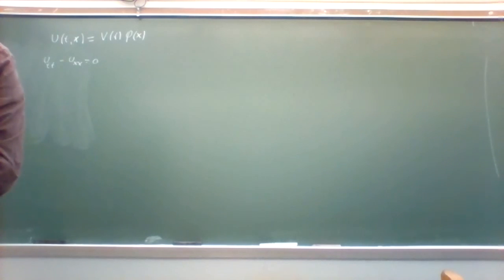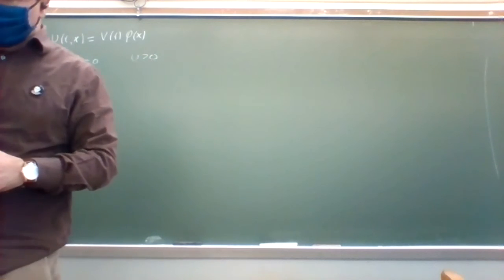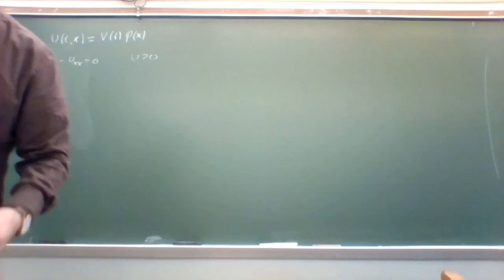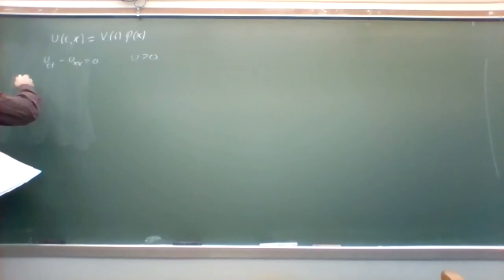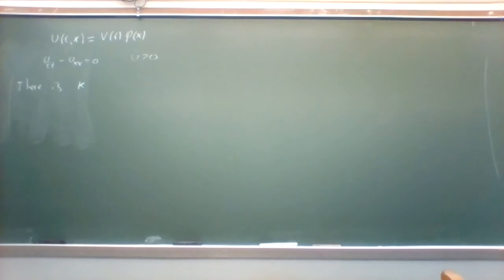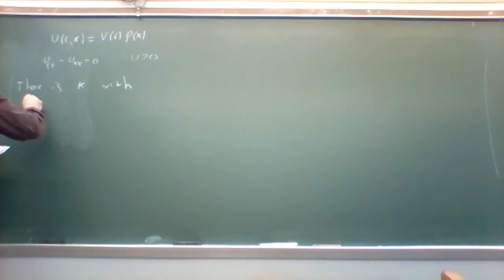So u is a C2 function. Let's say that there is some open set in space-time where u is strictly positive, because I want to be able to divide by u. And on that open set, we have the following separation of variables theorem. So this equation, with u having that form, I can say that there is some constant k with the following.